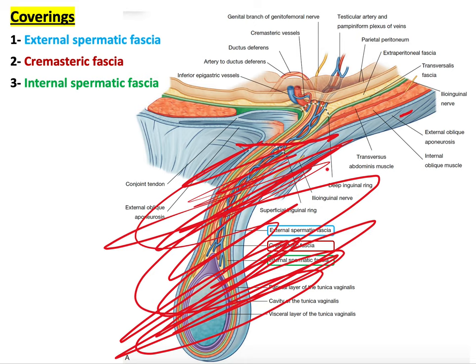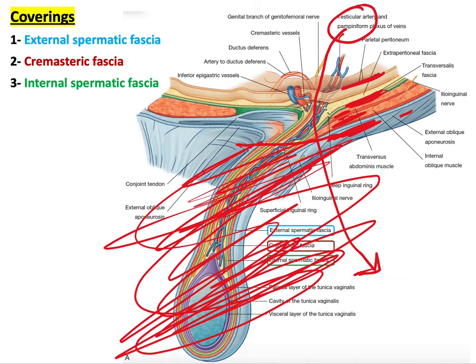So if you know that the testis descends from the abdominal cavity into the scrotum, يعني التستس بتنزل من الابدومينال كافيتي على السكروتم تحت. So imagine when it passes through this abdominal wall, it will take a couple of covers. It will take the peritoneum, and it will take transversalis fascia, something from internal oblique, and from external oblique.